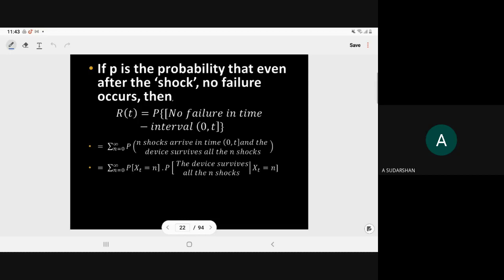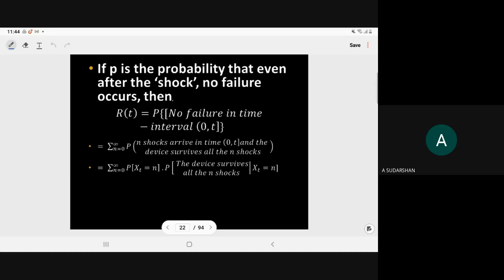There are N shocks, and after the N shocks, again the device is not failing. So the sum over N equal to 0 to infinity of the probability that N shocks arrive in the time interval 0 to t and the device survives all the N shocks. So it is the A intersection B, which equals probability of A into probability of B given A. So summation N equal to 0 to infinity, probability that there are N shocks, X_t equal to N, because shocks are coming as a Poisson process, times the probability that the device survives all the N shocks, given there are N shocks.